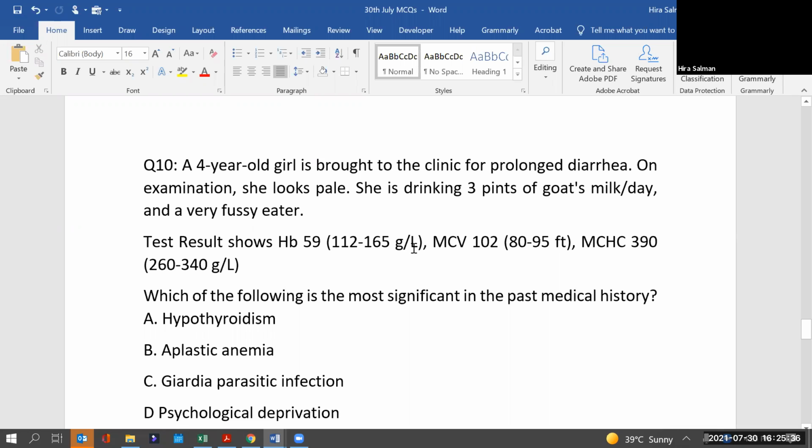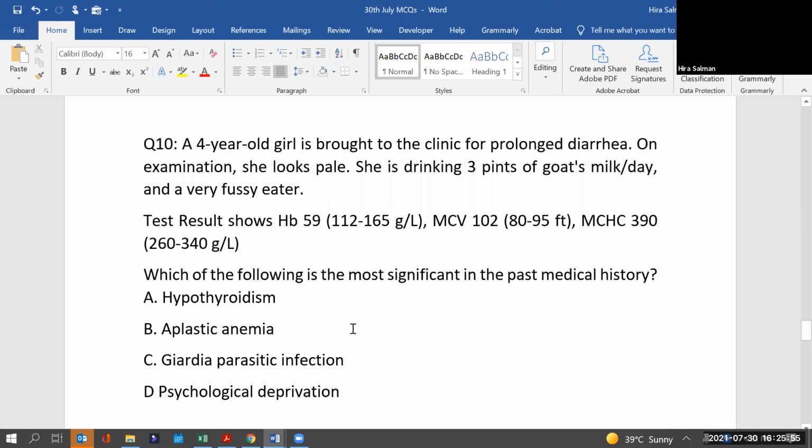Of course, the children who are using goat milk and cow milk are deficient in iron. That is for sure, because cow milk and goat milk are severely deficient in iron. So these babies usually develop iron deficiency anemia. That's why we usually give them iron drops. So which of the following is the most significant in the past medical history? What do you think this patient must have in the history?